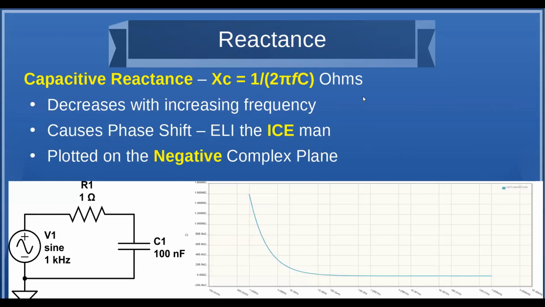Okay, so the formula for capacitive reactance is one as a reciprocal of 2 pi times the frequency times the capacitance. So there's our 2 pi radians times the frequency. So that product is the number of radians, circles per second, times the capacitance. And here I did a simple resistor capacitor, put a sine wave on it, and varied the frequency.